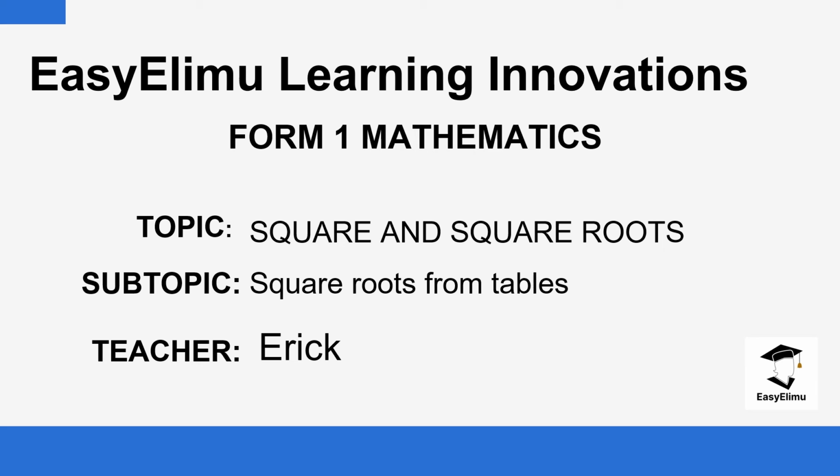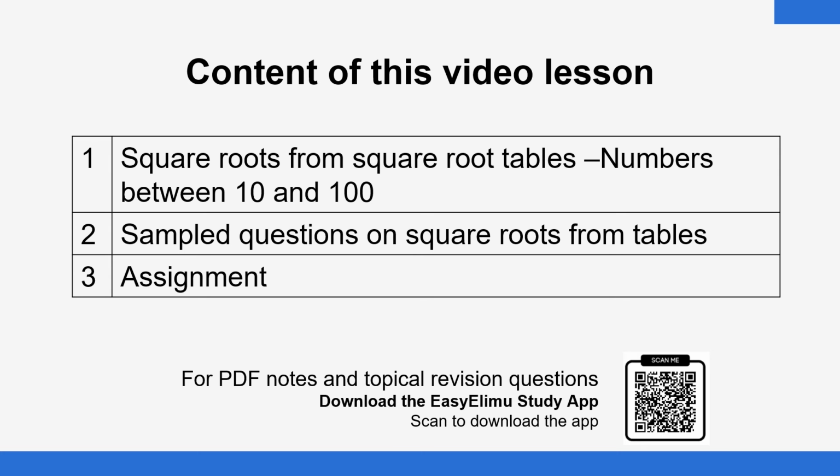My name is Eric. I'll be taking you through this topic, squares and square roots. And for this lesson, we're going to look at square roots of numbers from tables. Previously, we looked at the square roots of numbers from tables, specifically for those numbers between 1 and 10. For this lesson, we're going to do the same thing, but on square roots of numbers that are between 10 and 100, maybe 12, 13, 20, 30, 45, those numbers. So those are the numbers we are talking about here.